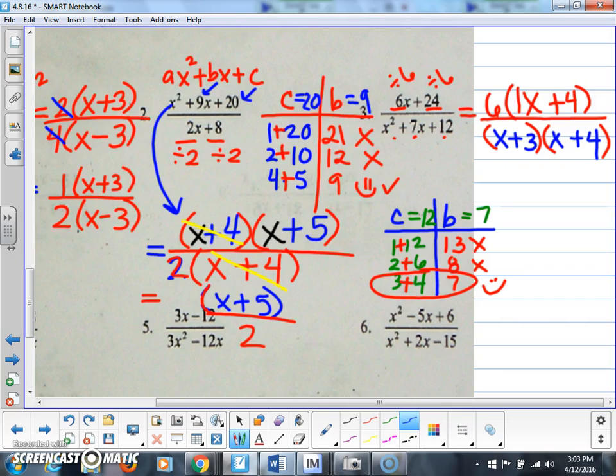Is there anything that you see in common between the numerator and the denominator? Yeah, x plus 4 on the top and the bottom. So your final answer is 6 over x plus 3. Questions?